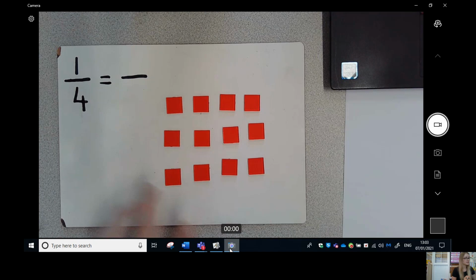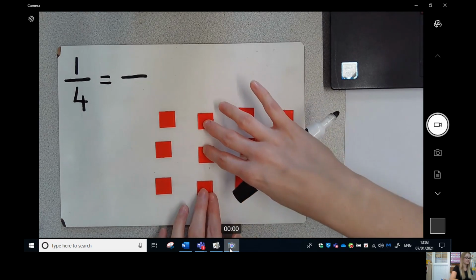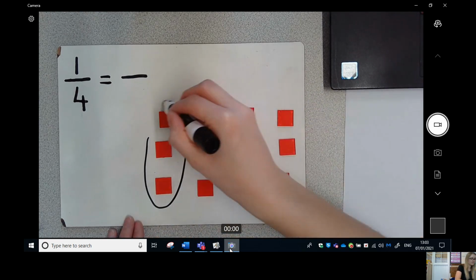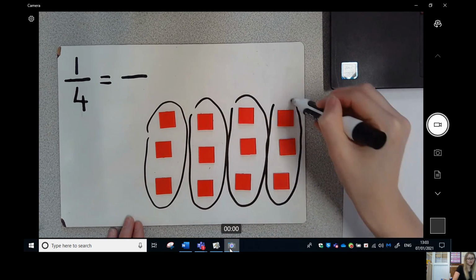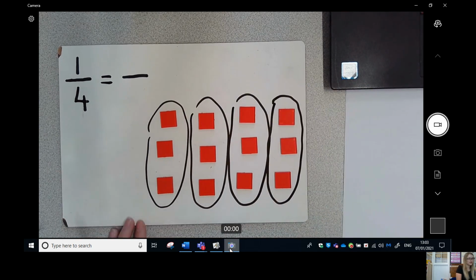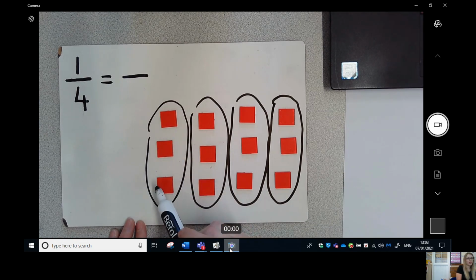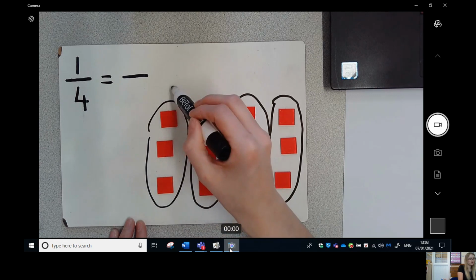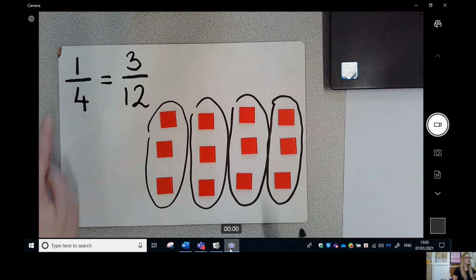Hopefully you've said 4, because there are 4 on my denominator. So I'm going to separate my counters into 4 groups this time. I put 1, 2, 3, and 4. So 1/4 is one of these groups. And if I count how many is in each group, I have 3. So one group has 3 out of 12 counters. So 1/4 is the same as 3/12.